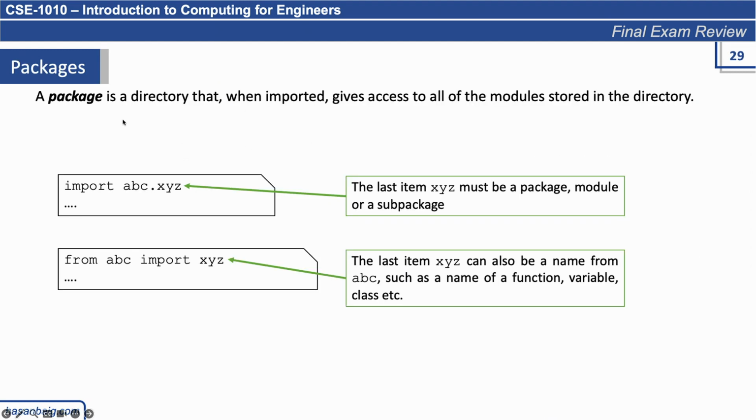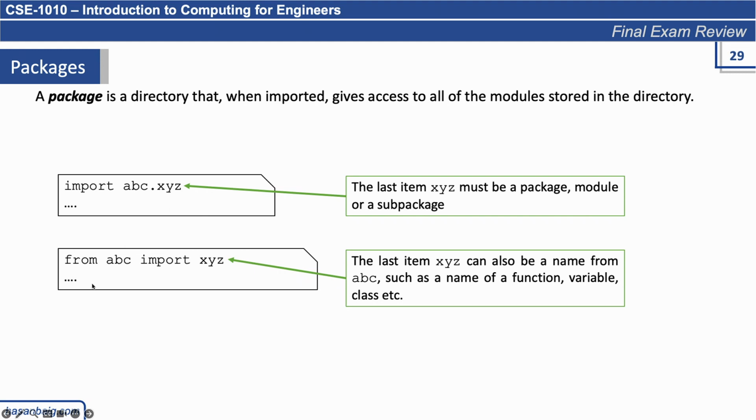Here, packages is a directory. So instead of importing any particular module, we can import an entire directory that contains the submodules. Here, the last item xyz must be a package. Import abc.xyz means that we are specifying the hierarchy. So xyz is the directory name which is defined inside the abc directory. So import abc.xyz would import the package, and it could be a subpackage.